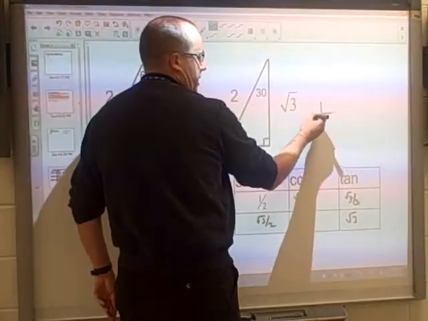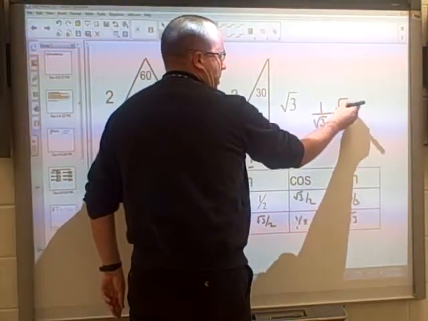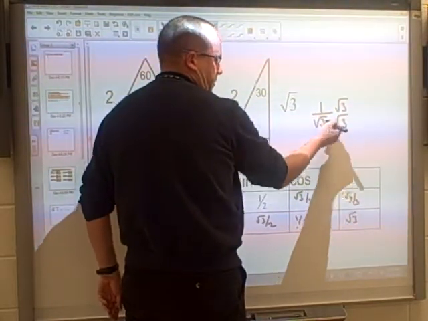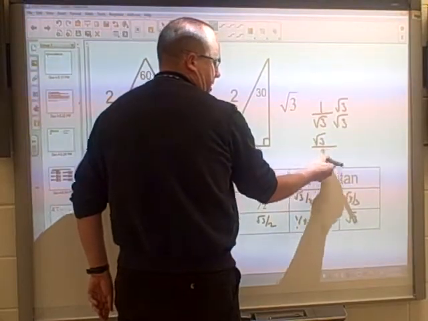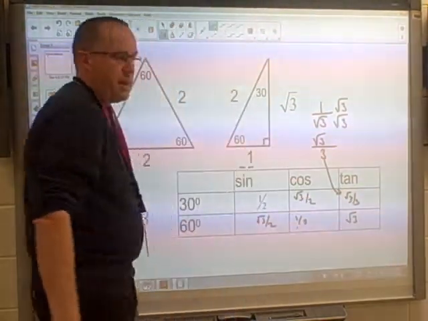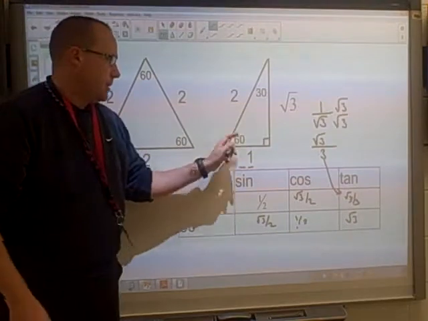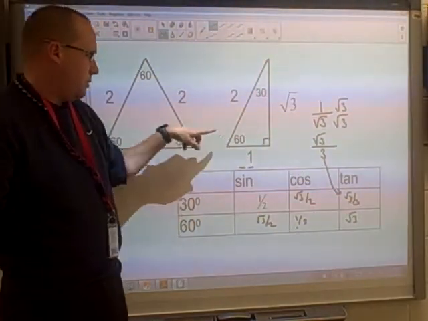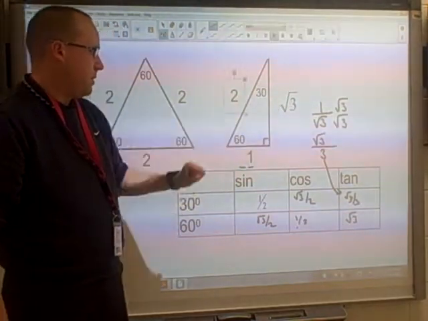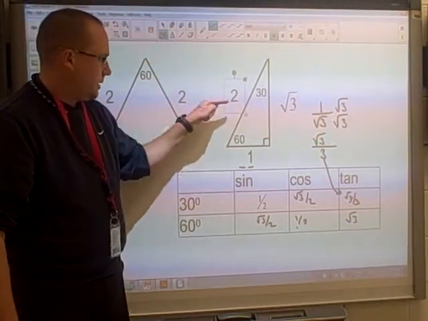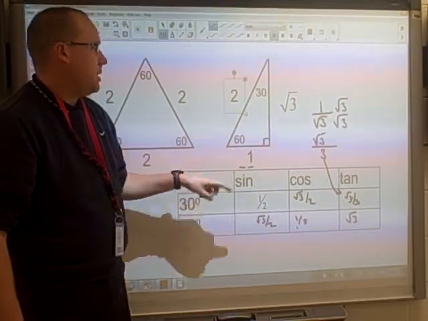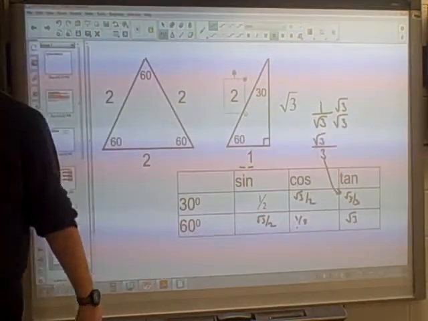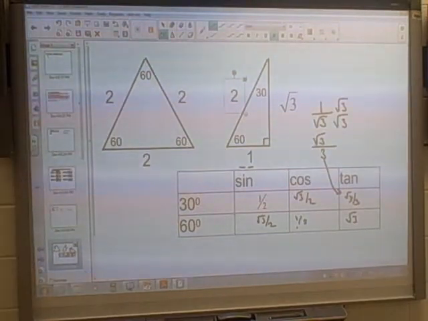And anytime we have the radical on the bottom, we're just going to go ahead and rationalize this. So 1 times radical 3 is radical 3. And radical 3 times radical 3 is 3. And that's what we have here. Now when we look at the 60 degree, then this becomes the opposite side and this becomes the adjacent side. But same idea, if we want to do sine 60, opposite over hypotenuse. If we want to do cosine 60, adjacent over hypotenuse. And if we want to do tan, then we do opposite over adjacent. And radical 3 over 1 is just simply radical 3.